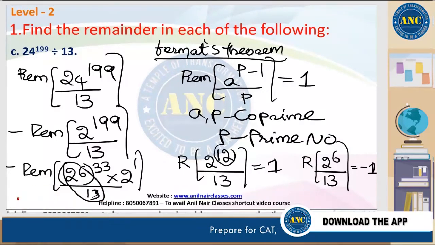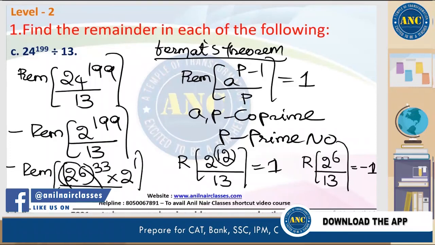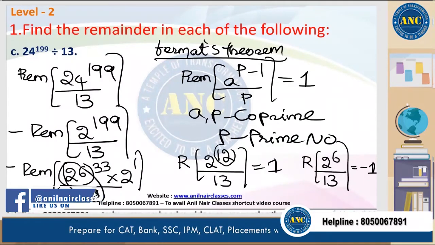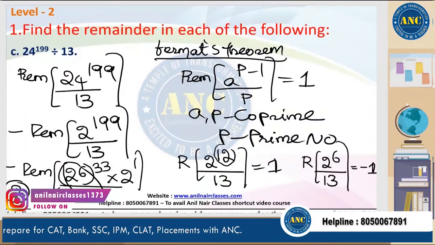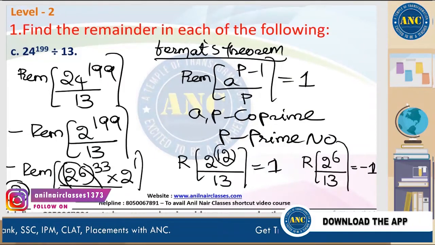13 5s are 65 minus 1. Minus 1 power odd is minus 1. Minus 2 into minus 1. So answer is nothing but plus 2.